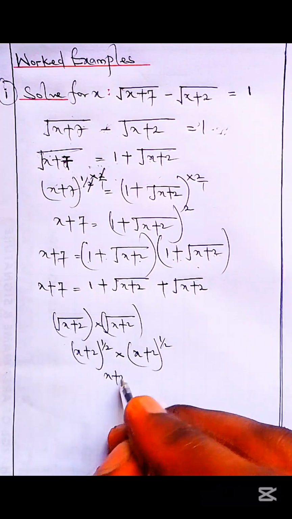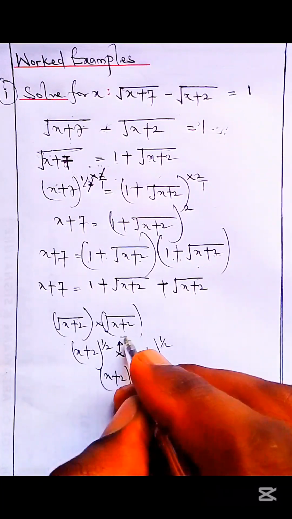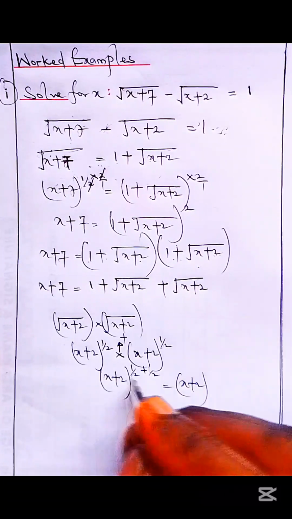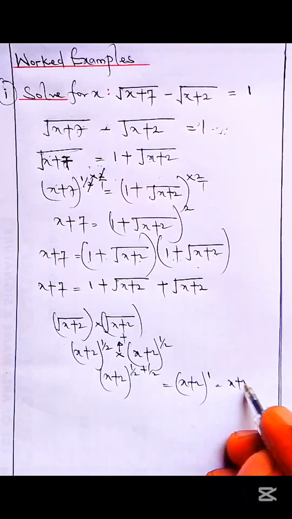So you pick s plus 2 here in bracket. This becomes addition. That will be 1 over 2 plus 1 over 2. That will be s plus 2. 1 over 2 plus 1 over 2 is 1. So it's s plus 2.